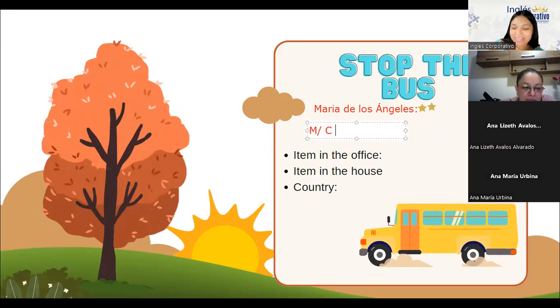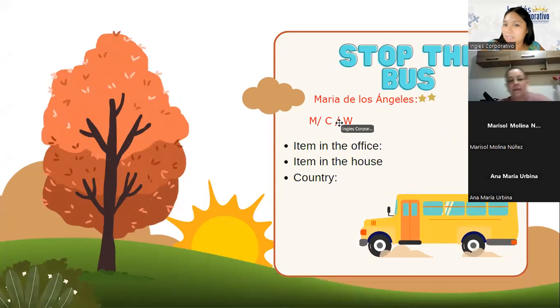Okay, so let's see with the letter W. This one is very easy, guys. W is easy. Piece of cake. In the house, window. Okay, window. In the office, window also. A window, okay.